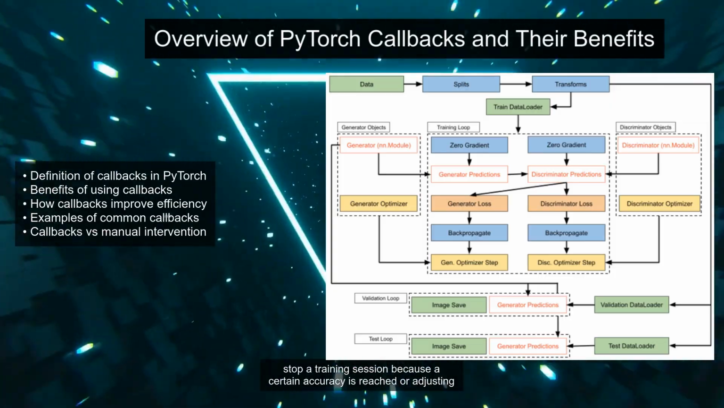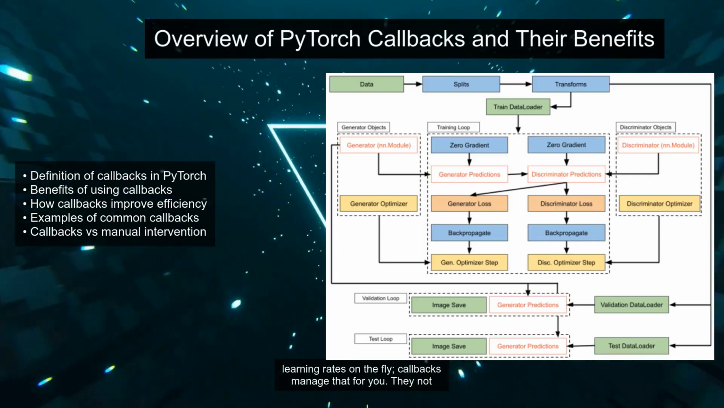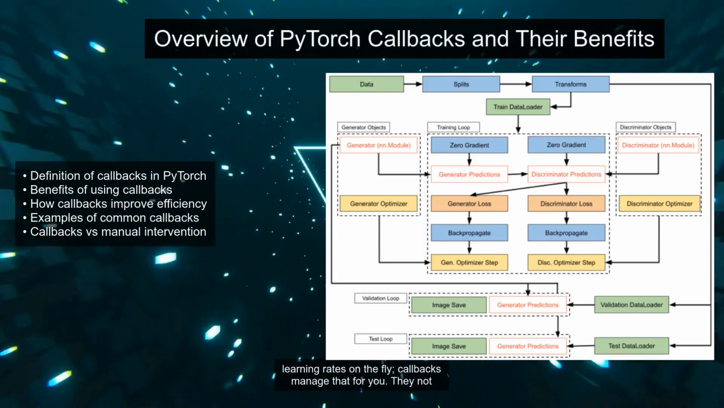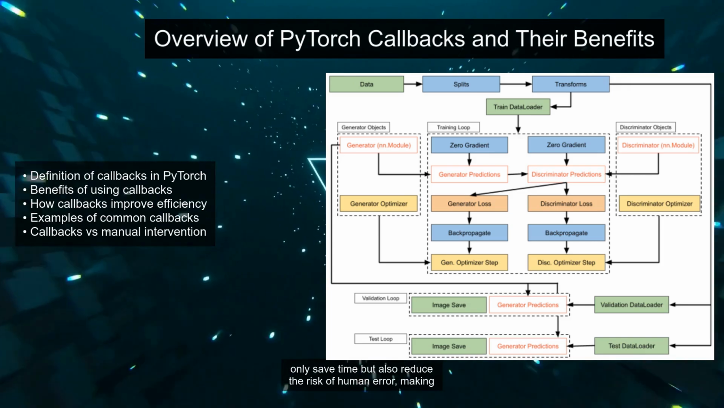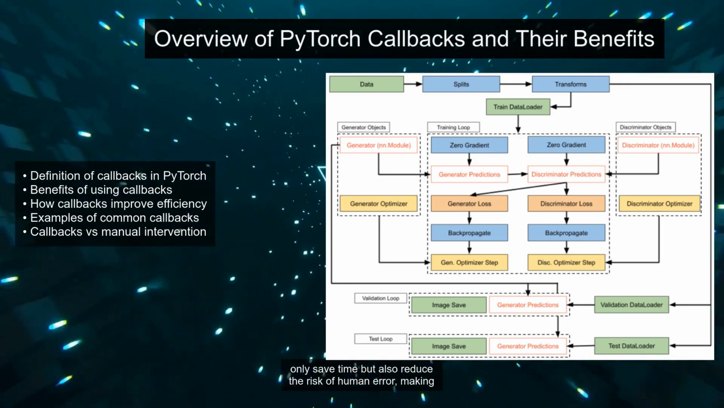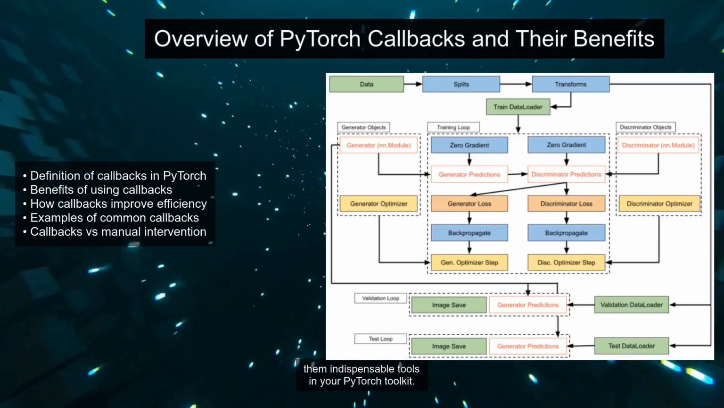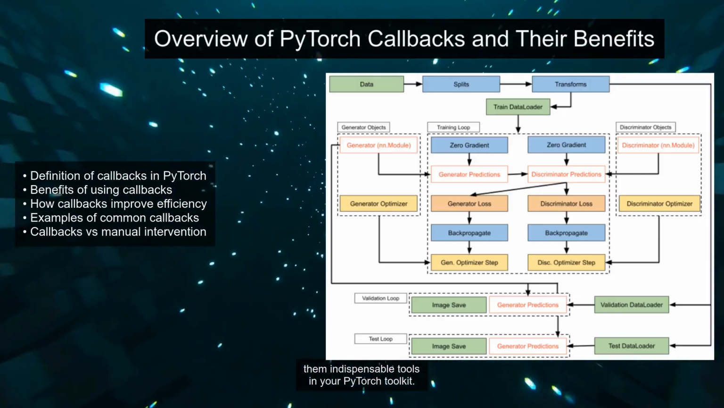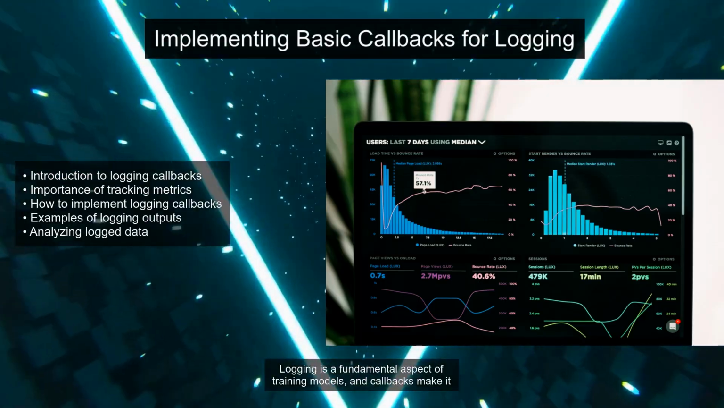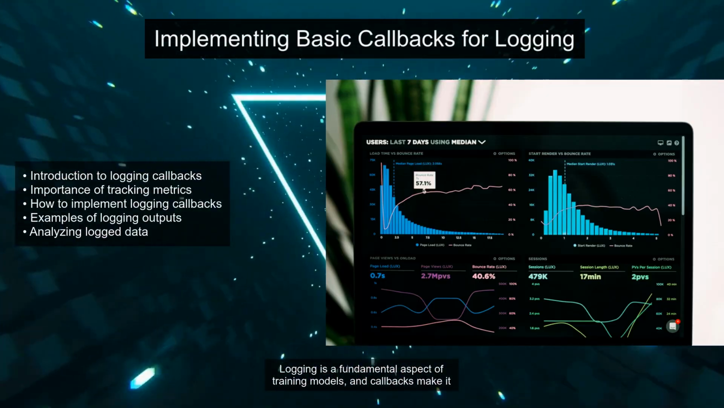Imagine not having to manually stop a training session because a certain accuracy is reached, or adjusting learning rates on the fly. Callbacks manage that for you. They not only save time but also reduce the risk of human error, making them indispensable tools in your PyTorch toolkit.